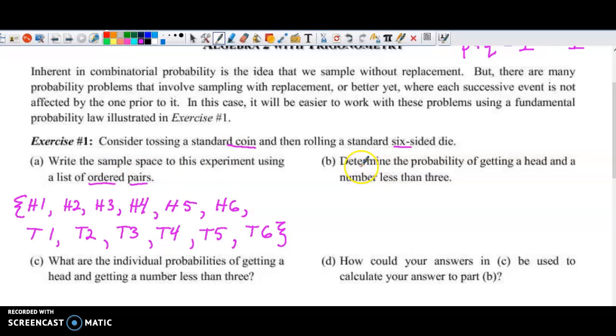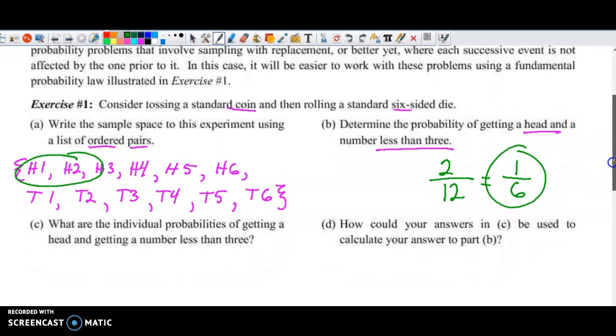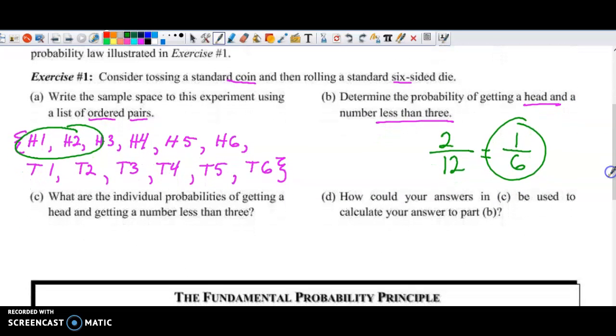What they're asking for in part B is to determine the probability of getting a heads and a number less than 3. The way I'm thinking of this is that it's not equal to 3. So what I would do is identify that we have 2 options out of 12. So our probability would be 1 out of 6. And again, you can change that to a decimal, percent, whatever you feel like.